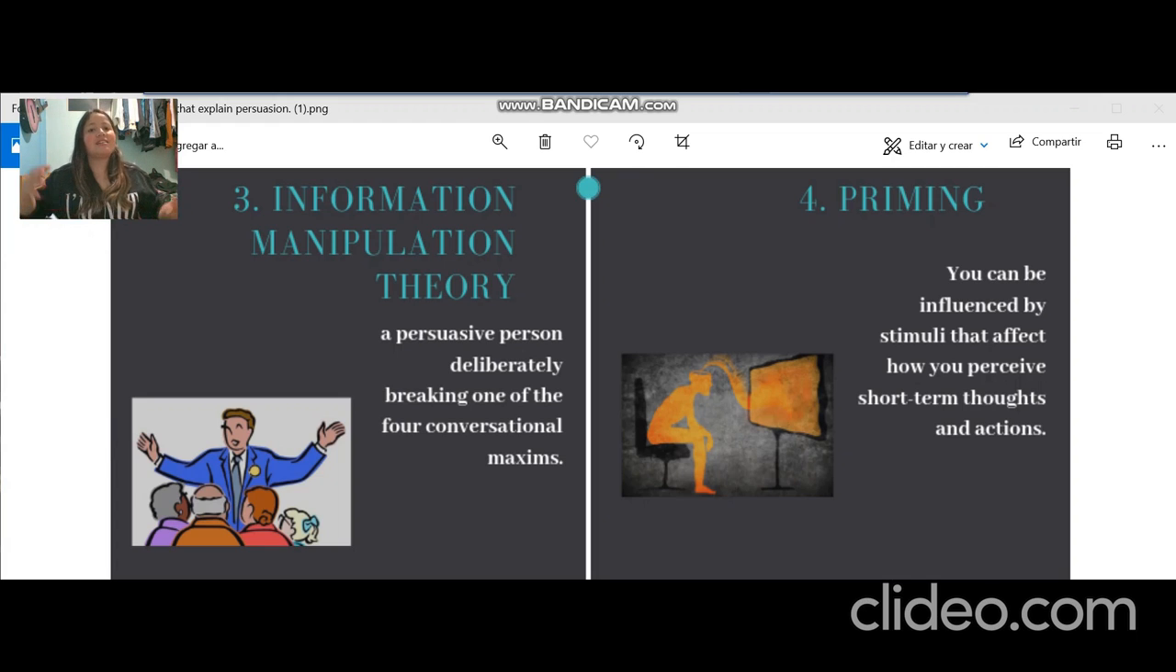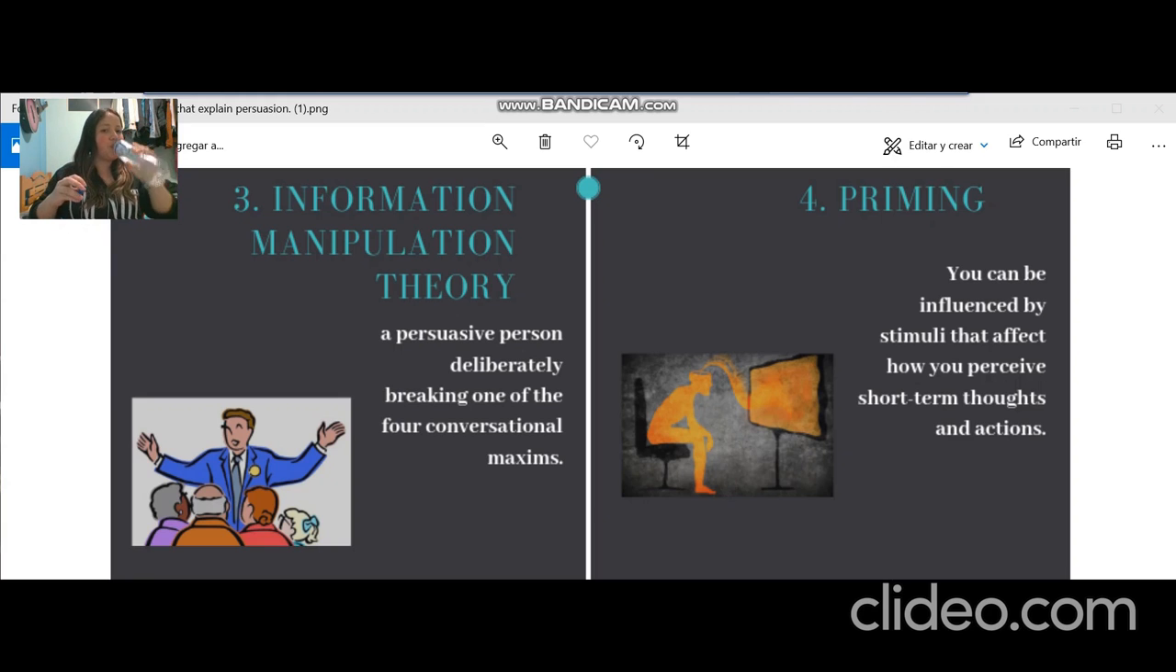The third is relation. The information will be relevant to the topic in question. And fourth is manner. Things will be presented in a way that allows others to understand them and with the appropriate nonverbal language.